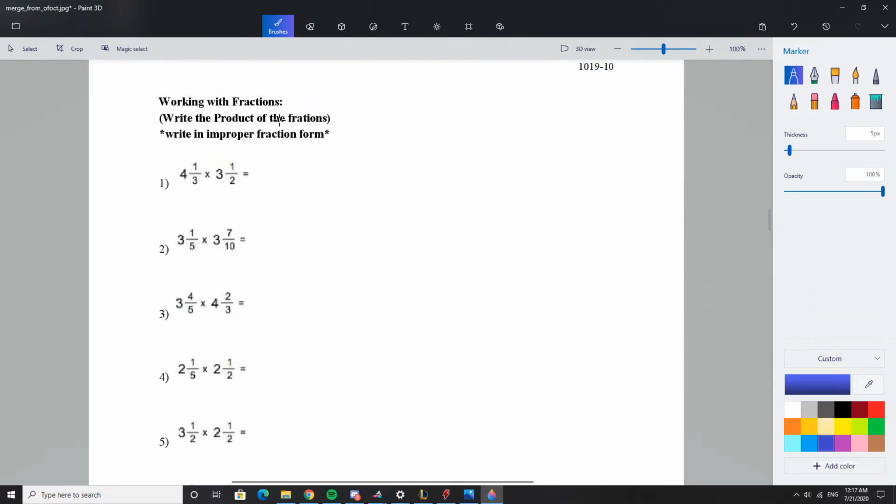Now for the next section, working with fractions. This is asking for the product of fractions, which is basically just asking for improper, which is, you have no big number, you don't have this in your answer. So the way you want to do this is you want to convert all of these into improper forms.